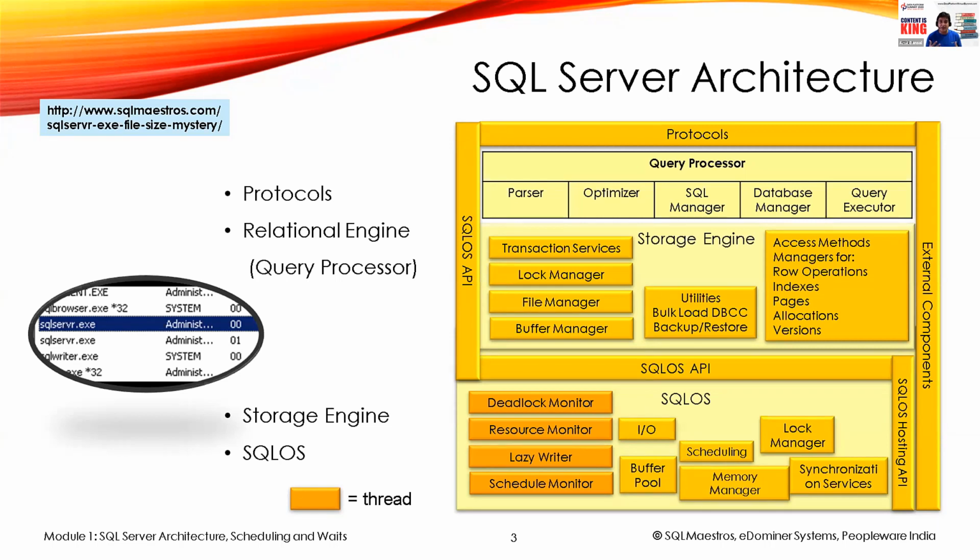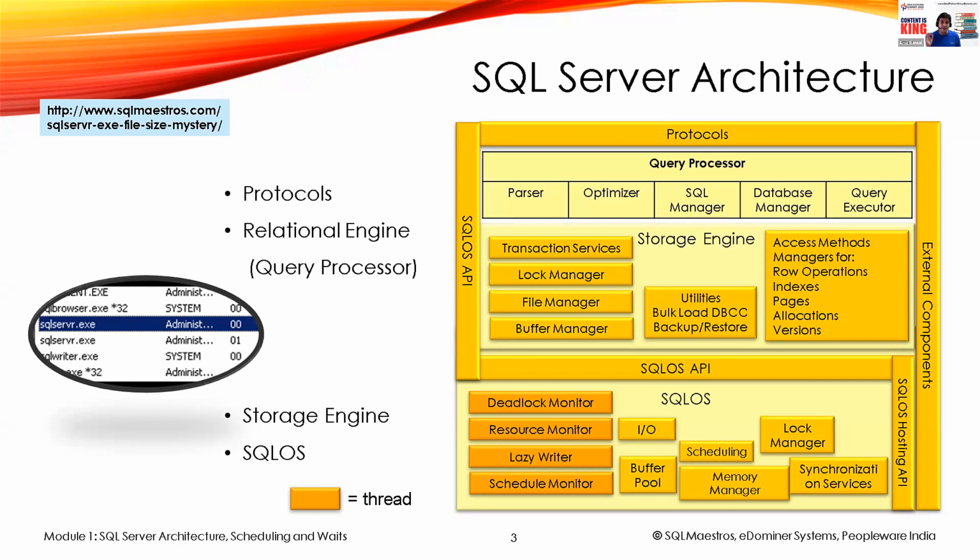Now, this is a graphical representation. It does not really mean that these components are stacked up the way the diagram shows. So it's not that protocols are above query processor or the storage engine is below relational engine. It does not mean that. This is just a diagrammatic representation.